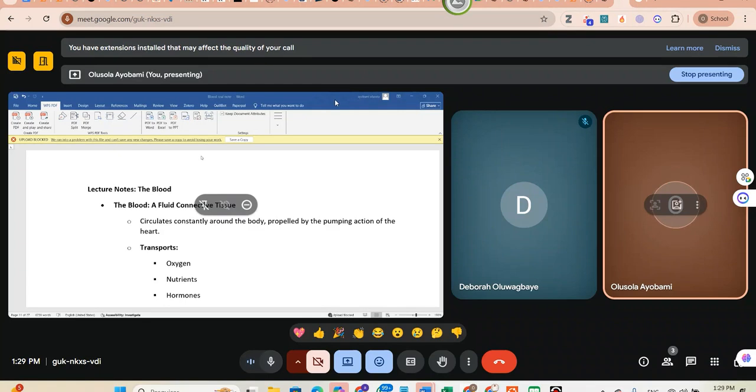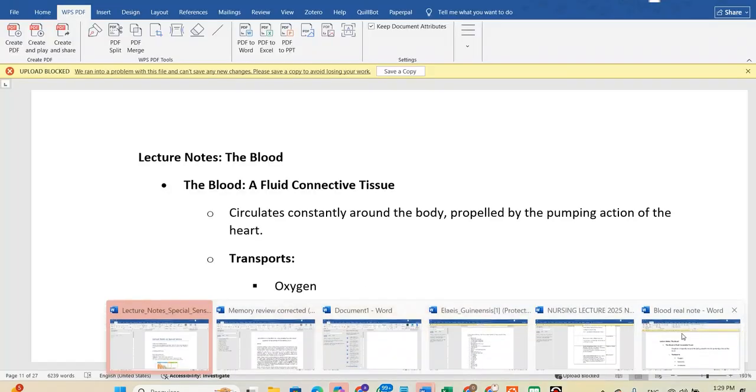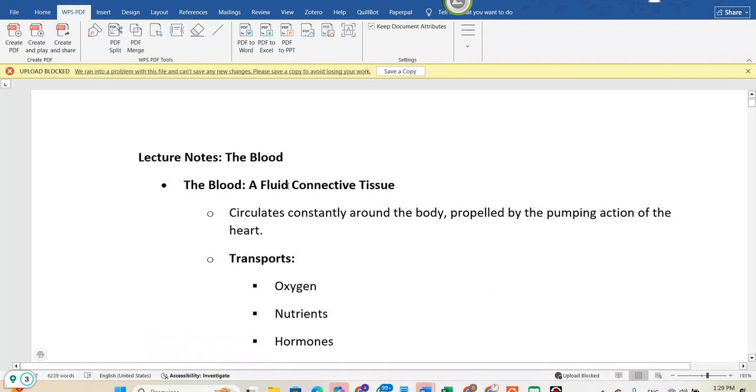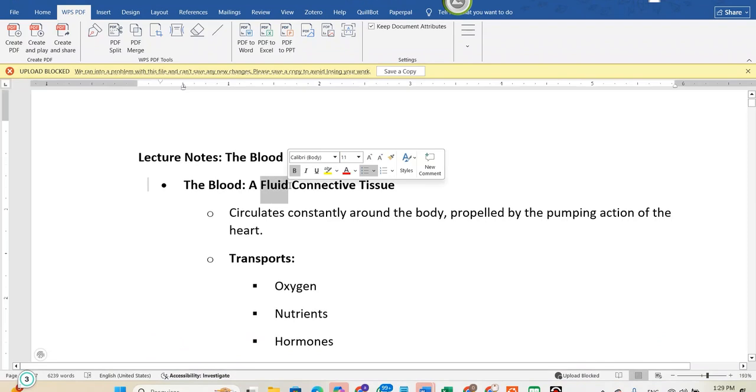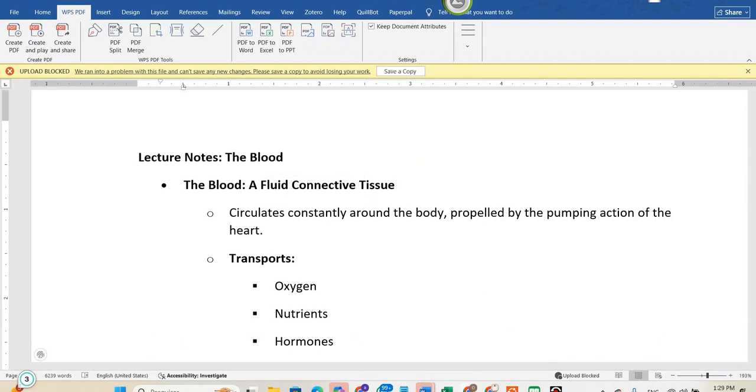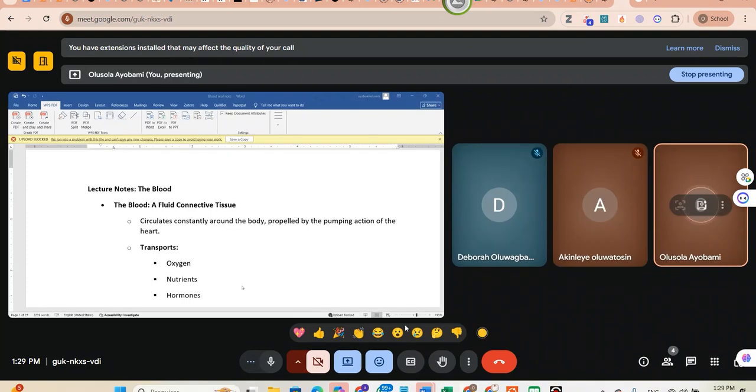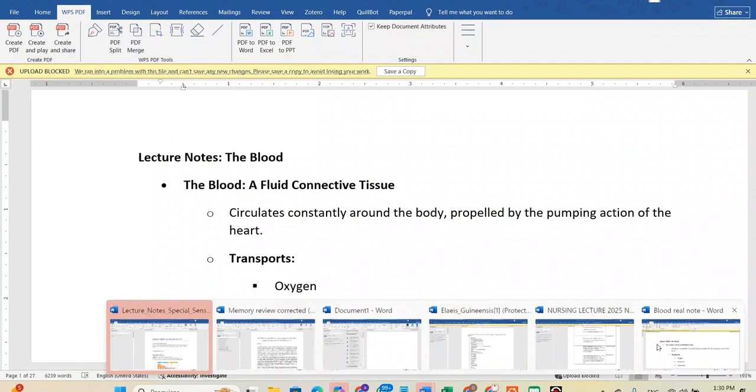It's okay. So, today we are going to go straight into the blood. Now, there are several types of tissues in the body, and the blood is a typical example of connective tissue. Okay, the blood is a connective tissue, and it's not just an ordinary connective tissue. It's a fluid connective tissue. All right. So, the blood is a type of connective tissue, and it's a fluid connective tissue.